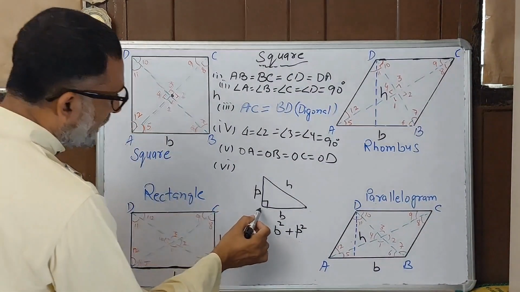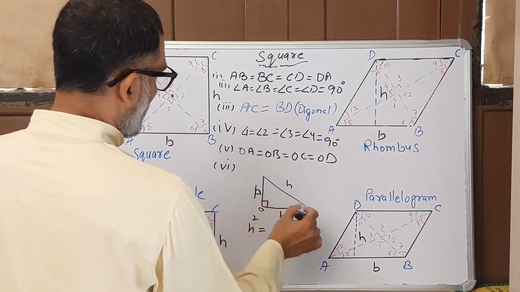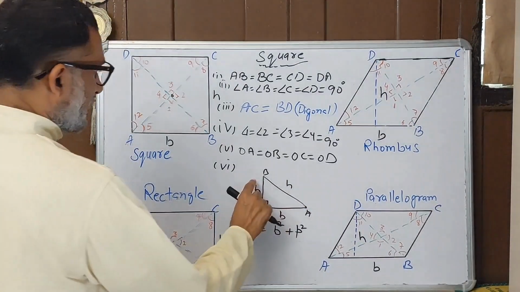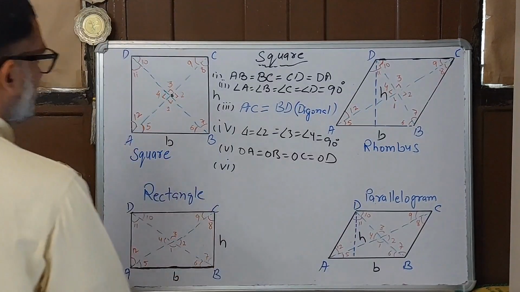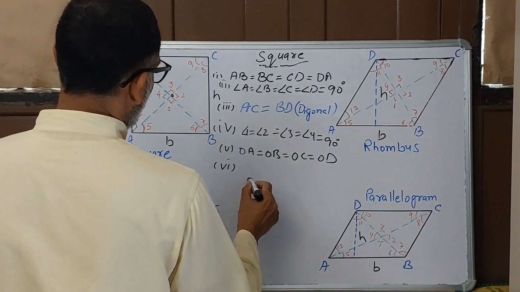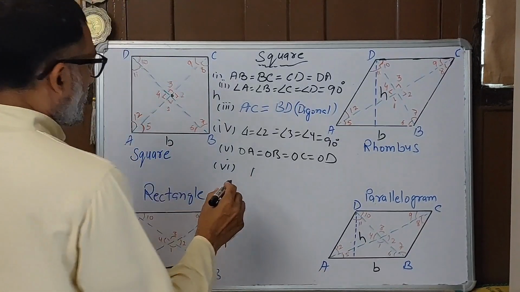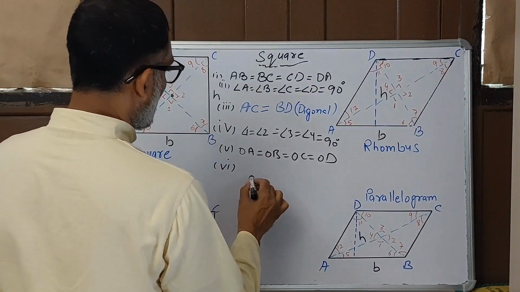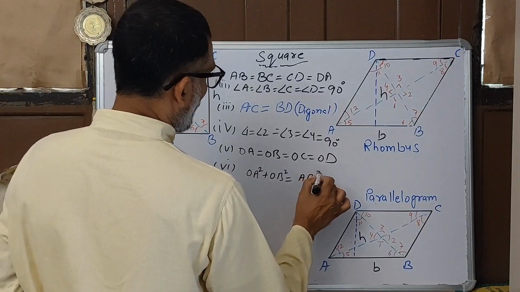If it will always fulfill this, what will happen here? Here in the image, with center O, you consider this triangle OAB. The square of this and this is equal to this. This is the base, or you can say side. So what will happen? Base is this, perpendicular is this, hypotenuse is this. So OA square plus OB square becomes AB square.